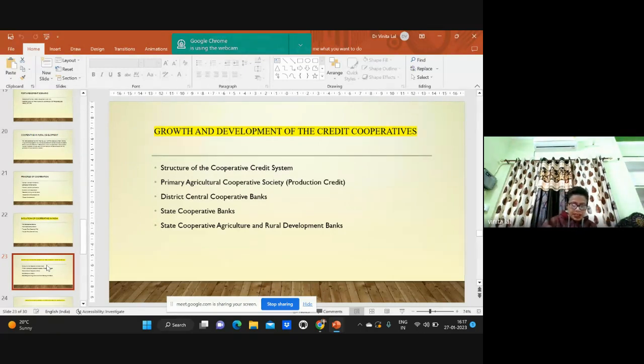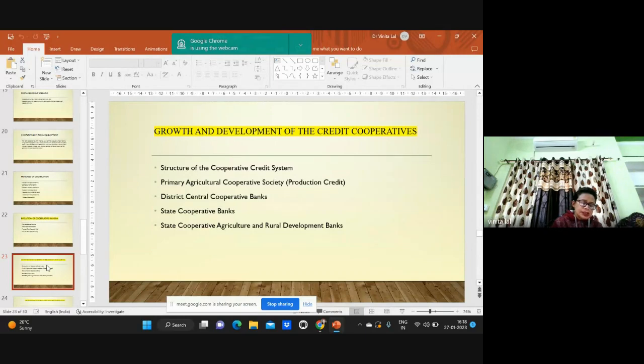But there is no separate structure for providing investment credit, and it is routed through the production credit system, as explained. There are also some national level federations which take care of this policy. The next one is the primary agricultural cooperative society. It was registered in 1905 at Dharwad in the former state of Bombay, and by March 2003 the number had increased to around 1,06,004.